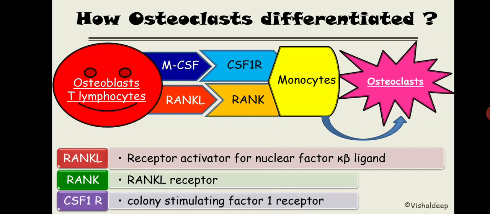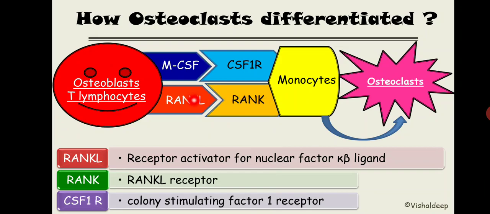Now here's the catch. Whenever this osteoblast or T lymphocyte gets activated, the MCSF and RANKL ligand will attach to the appropriate receptor. Then this monocyte will be converted into the osteoclast. So these receptors are already present over the monocyte. Once the osteoblast gets stimulated, the ligand will come to the surface, attach to the monocyte and perform this differentiation from monocyte to osteoclast.